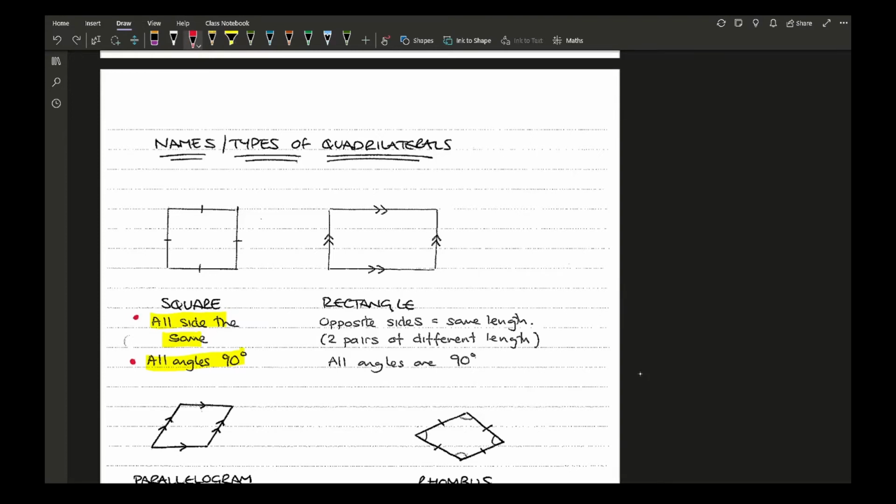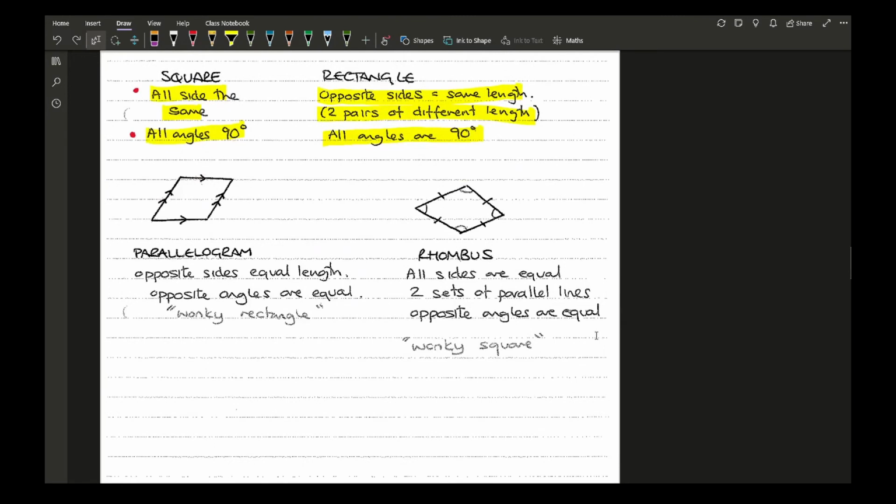Now how this differs to a rectangle is that, yes, again, we've got four sides, but here the key properties of a rectangle is that the opposite sides are the same length, but also we have two pairs of different lengths and all angles are 90 degrees. So the only main difference between a square and a rectangle is that you've got two pairs of different length sides. The next shape we move on to is a parallelogram.